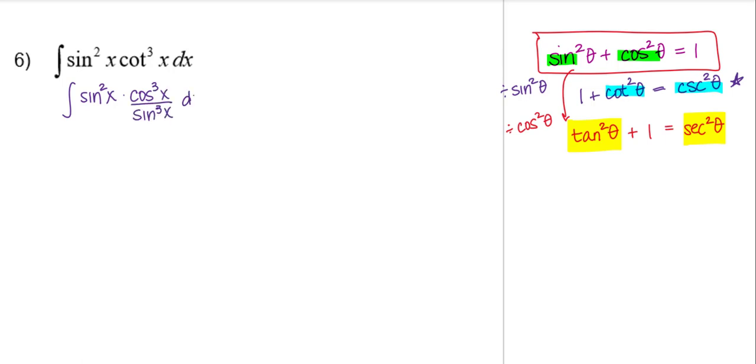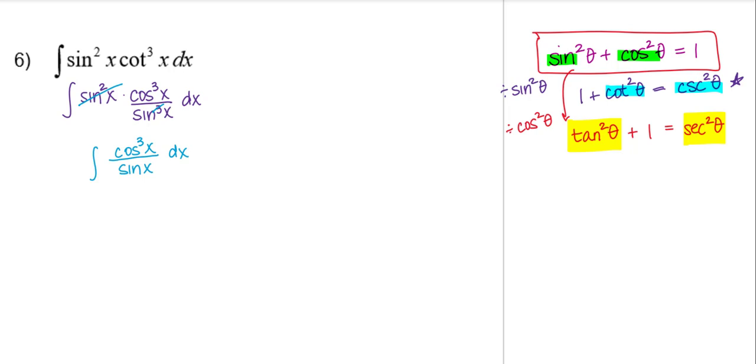And here's sometimes where your pencil might even be writing faster than what you can do. We do see that some of these factors divide to 1, meaning sine squared over sine squared is 1, and that would just leave cosine cubed x over 1 factor of sine x dx.